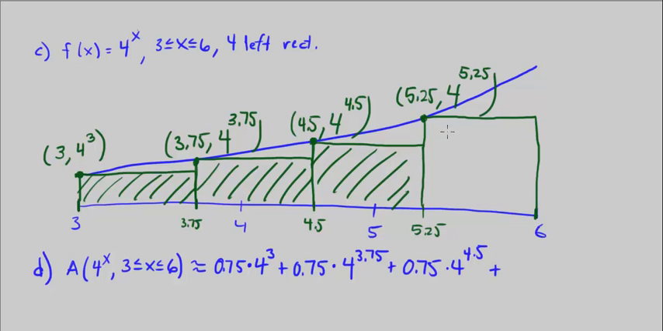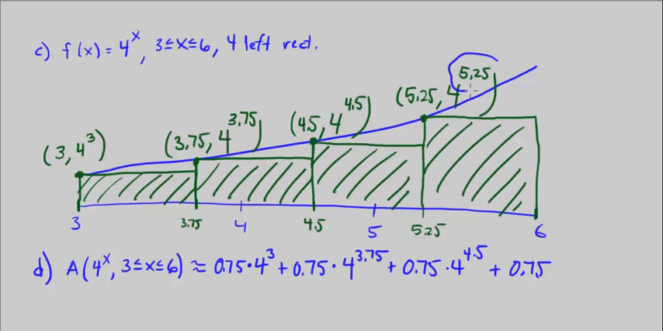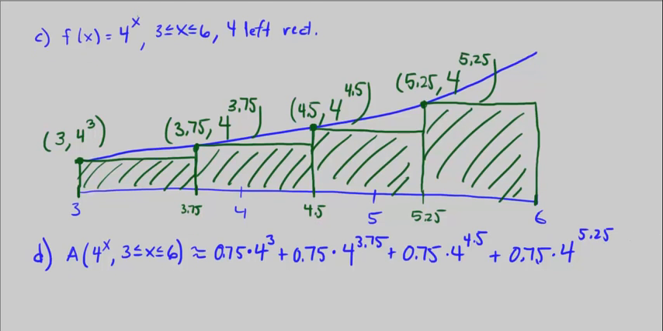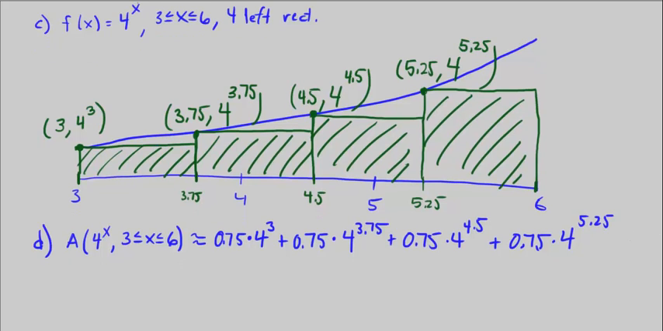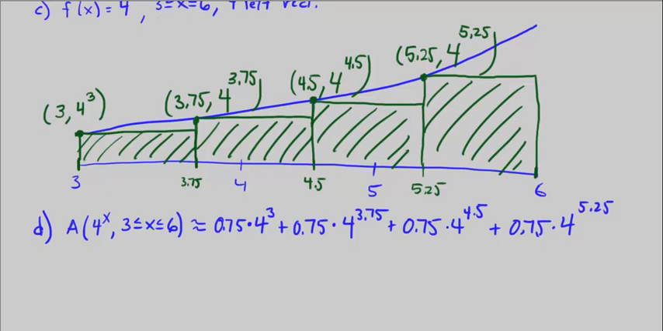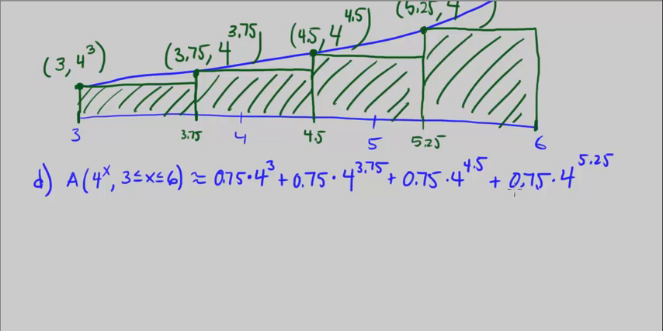Finally, the last rectangle, we have 4 rectangles. The base again is 0.75, and the height is 4 to the power of 5.25. Okay, so that is writing the expression for the area in terms of all the rectangles. We're not going to compute this, and we're not going to simplify this. We're just going to write this down like this. Because in part E, we're going to express A in sigma notation, and this one begins with k equal to 0. So let's go ahead and write this in sigma notation.